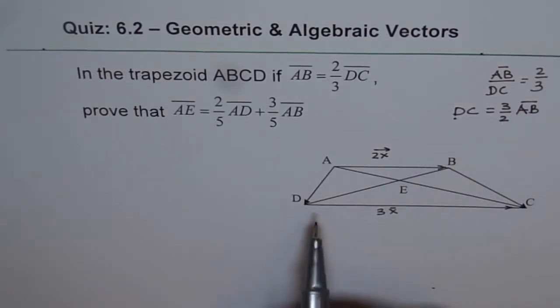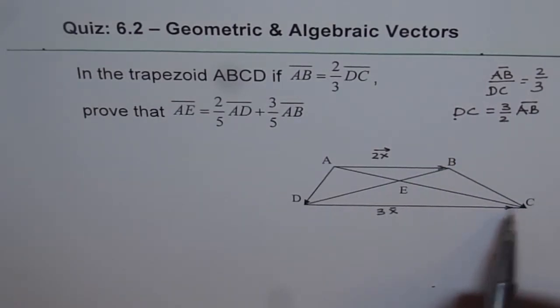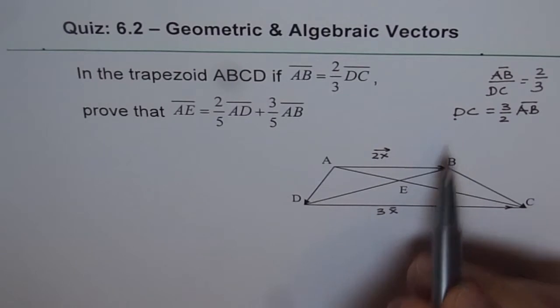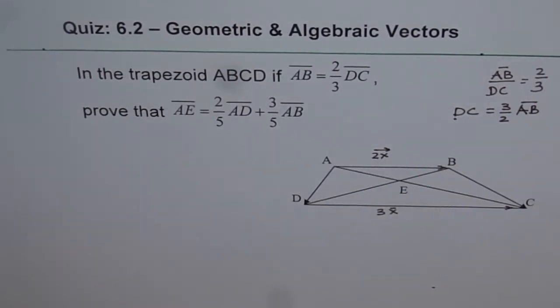Correct? That means DC, the longer side, over the shorter side, is in the ratio of 3:2. Do you see that? X and X will cancel out, the vectors, right? They will cancel out and you get the ratio, the constant 3/2, right? So that is the concept.